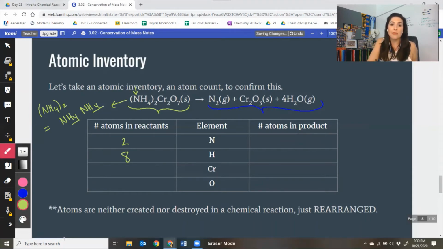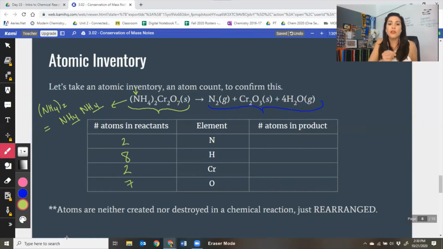Next atom in my inventory is chromium. Here it is. It looks like I have 2 little atoms of chromium here. So I'll write a 2 there. And lastly, in the oxygen subscript, I have 7. So for a total of 7 oxygen.